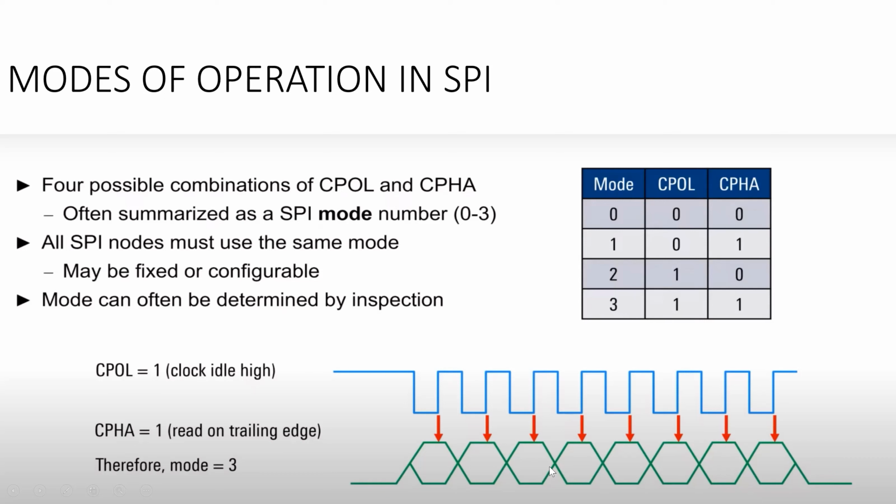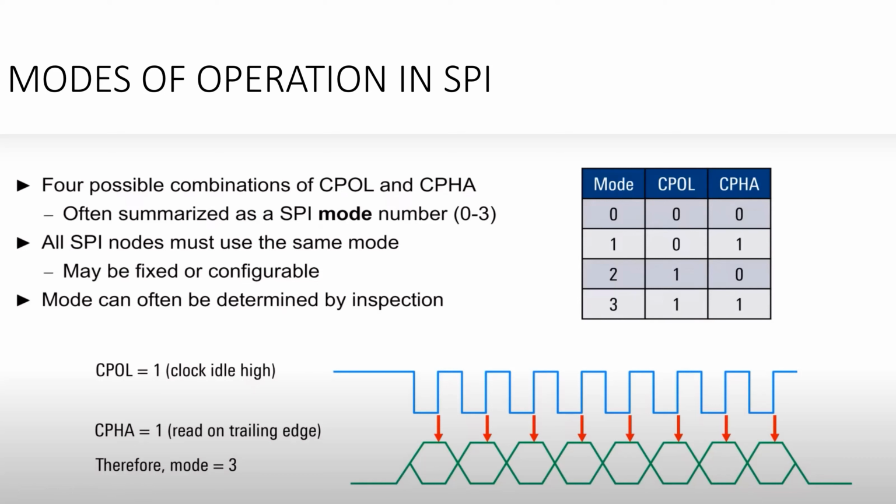You can clearly see that in mode 3, the clock polarity is 1. Clock polarity 1 means it is ideally at high before the starting edge. The clock phase is also 1, so the receiver will sample the data at the falling edge. At this second edge, the trailing edge, the data is sampled by the receiver. These are the modes of operation.